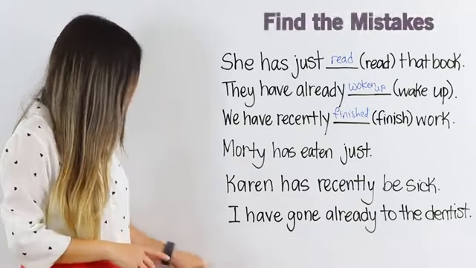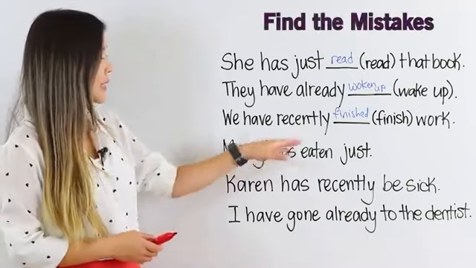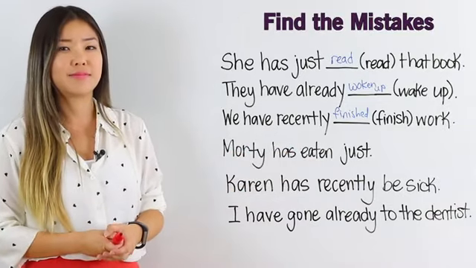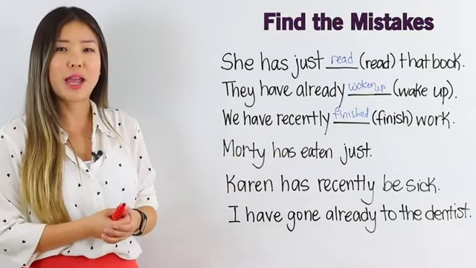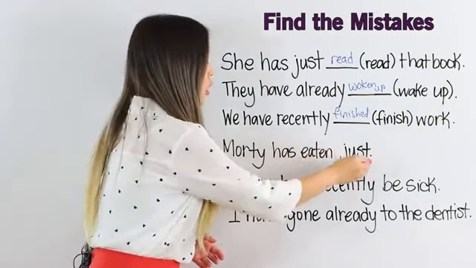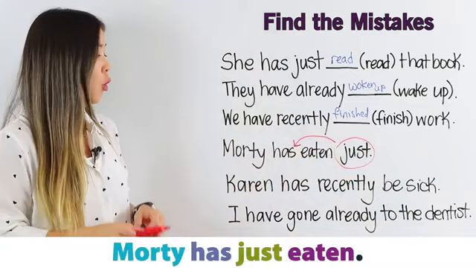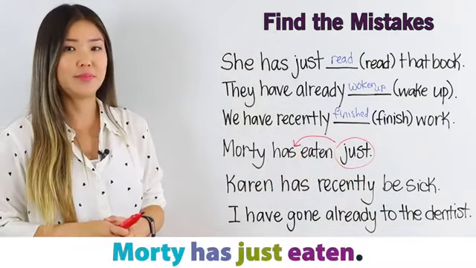Now, try to find the mistake in the next sentence. Morty has eaten just. This sounds a little strange, right? That's because just needs to come before the verb. Therefore, the answer is Morty has just eaten.